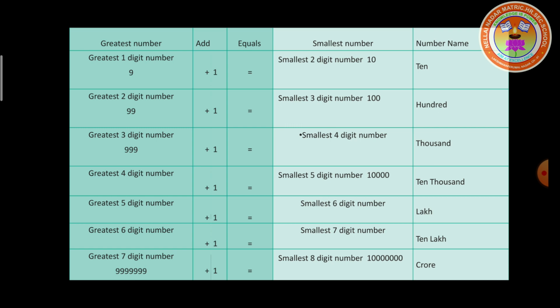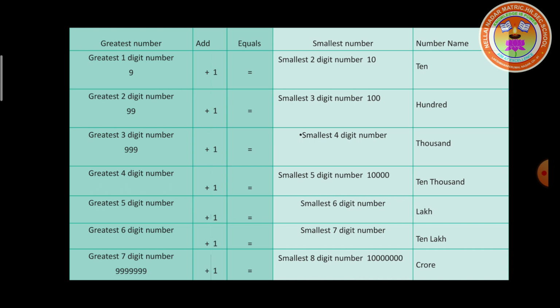When 1 is added to 99, you will get the smallest 3-digit number, that is 100. When 1 is added to 999, you will get the smallest 4-digit number, that is 1000. When the greatest 4-digit number is added to 1, you will get the smallest 5-digit number, that is 10,000. When the greatest 5-digit number is added to 1, you will get the smallest 6-digit number, that is lakh. What is the greatest 5-digit number, children? 99,999. When you add 1 to this number, you will get the smallest 6-digit number, that is lakh.